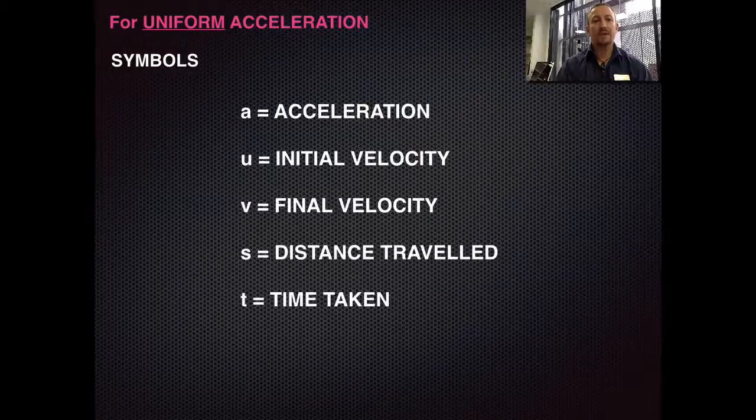Now, if we're looking at uniform acceleration, we use a variety of different symbols. a will be our acceleration, u will be our initial velocity, v is the final velocity, s is the distance traveled, and t is the time taken. Depending where you are around the world, the symbols may change. As I've mentioned earlier, initial velocity can often be written as v subscript i, and final velocity as v subscript f. Sometimes distance is given the symbol d, but generally s is the form that we will use. Okay, so let's start manipulating the formulae.